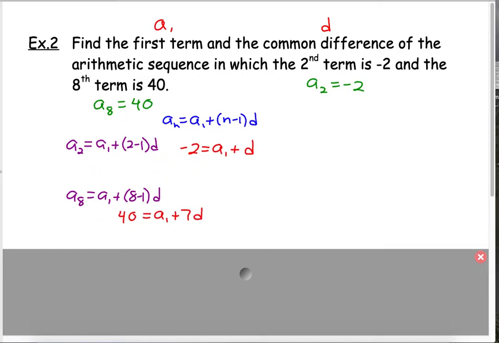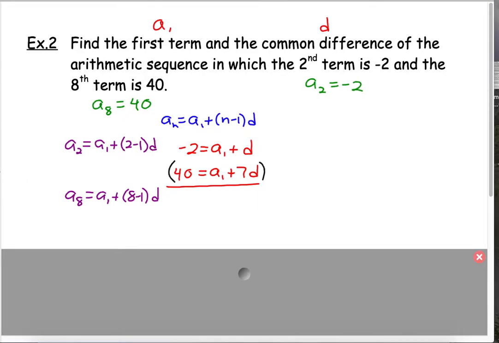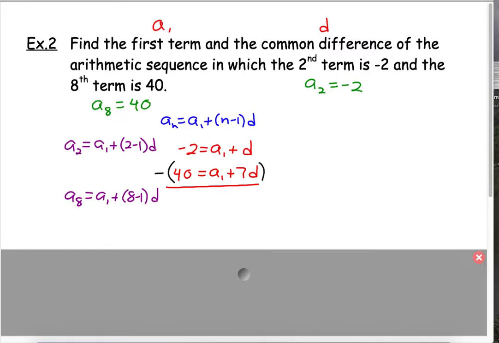I have two equations with two variables. Well, that's a system of equations, and I guess I could solve that. Use elimination, because the a sub 1's are going to cancel. So negative 2 minus 40 is negative 42. A sub 1 minus a sub 1 is 0. And then 1d minus 7d is negative 6d. So when I divide by negative 6, I get d is equal to 7.